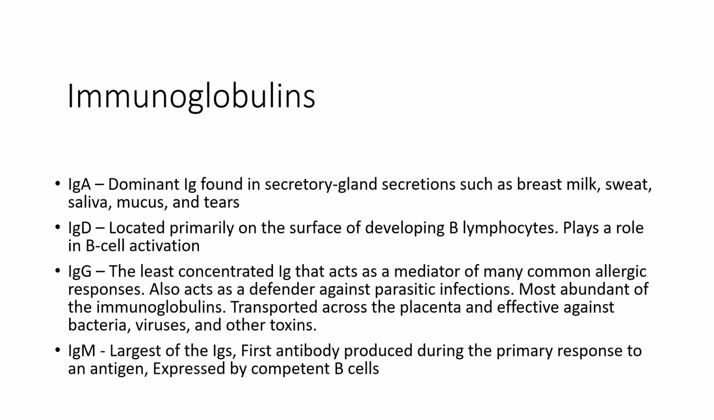Immunoglobulins. So IgA, this is found in secretions like breast milk, sweat, saliva, mucus, and tears. Then we have IgD. This is primarily on the surface of those B lymphocytes, and it plays a role in that B cell activation. IgG, this is less concentrated, and it acts as a mediator of many common allergic responses. It's also a defender against parasitic infections. It's the most commonly found in the body, and it's honestly the most commonly given in the field. It's transported across the placenta. It's effective against bacteria, viruses, and other toxins.